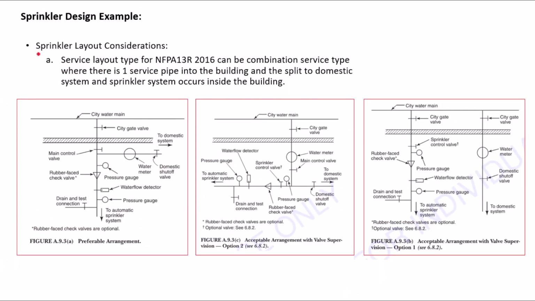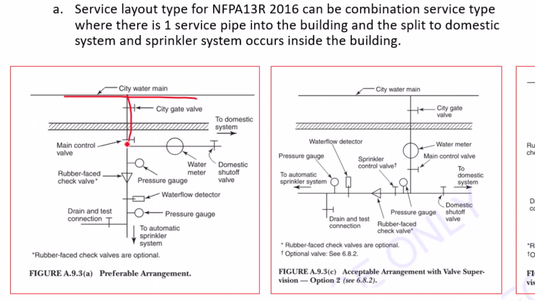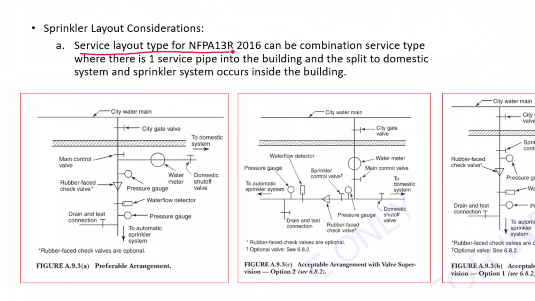I want to now talk about the sprinkler service entry point. So it's basically where the city water main has a pipe connected to it, which extends into the building, and then this point would be basically the service for the sprinkler system. And the service layout type for NFPA 13R can be a combination type service where there is one service pipe into the building, and the split to domestic system and sprinkler system occurs inside the building.